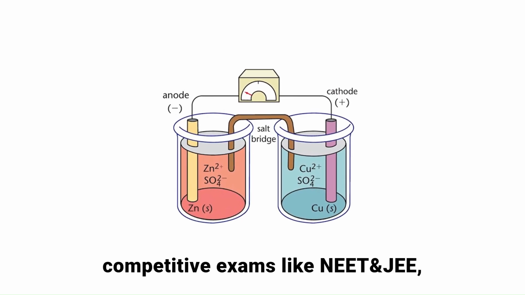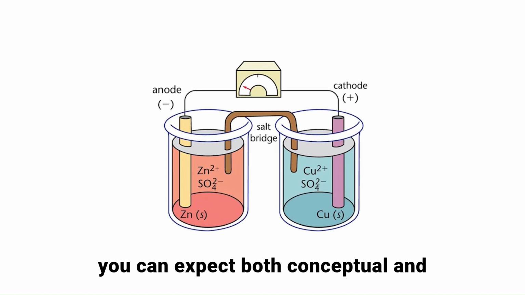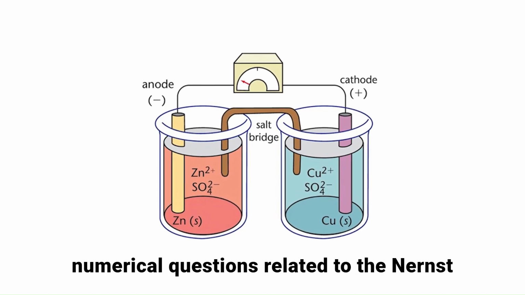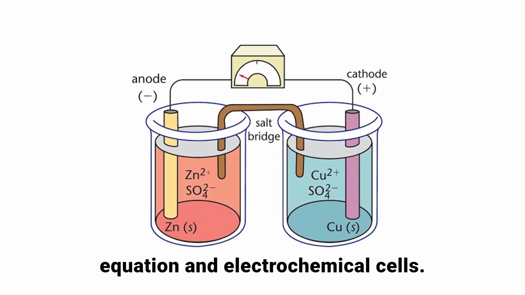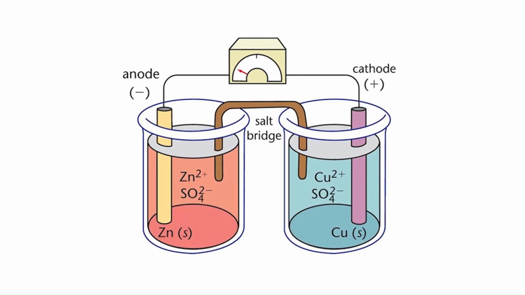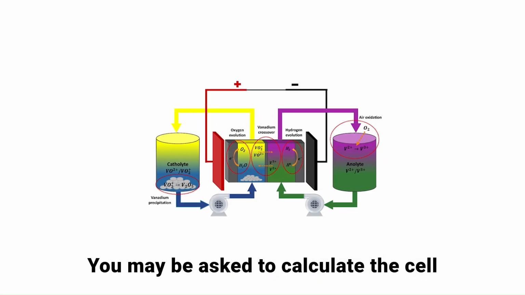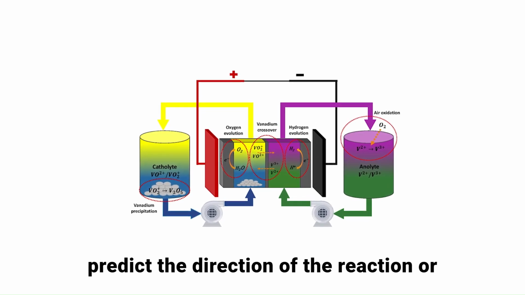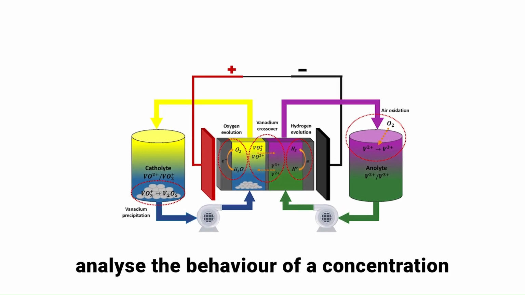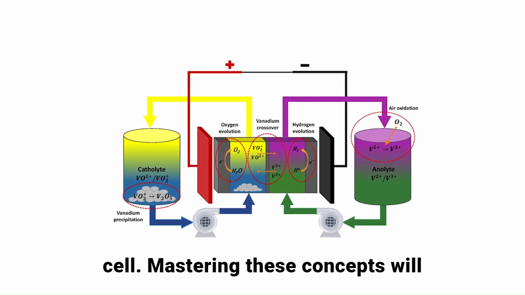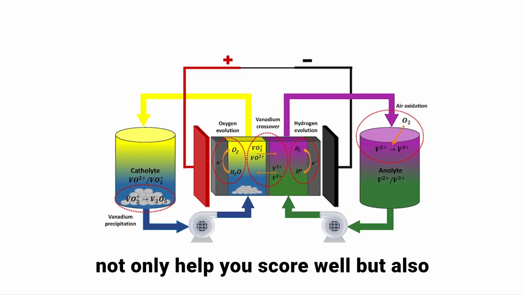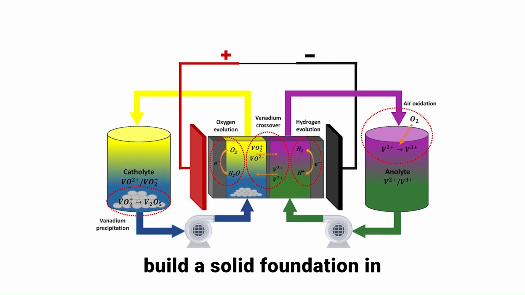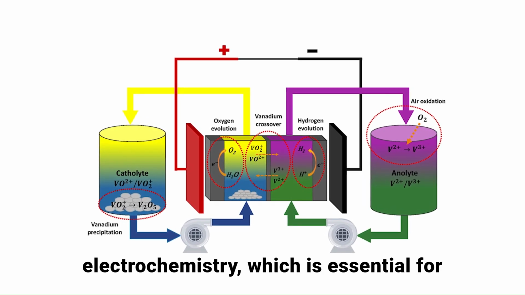In competitive exams like NEET and JEE, you can expect both conceptual and numerical questions related to the Nernst equation and electrochemical cells. You may be asked to calculate the cell potential under non-standard conditions, predict the direction of the reaction, or analyze the behavior of a concentration cell. Mastering these concepts will not only help you score well but also build a solid foundation in electrochemistry, which is essential for higher-level studies.